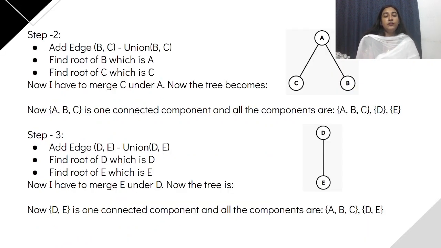So then step 2, if I add the edge of B and C, then union B and C, find the root of B, which is A, and find the root of C, which is C. Now I have to merge C under A. Now the tree becomes like this. Now ABC is one connected component and the other component is D and E. So I have to connect D and E. Here is the connected component of DE. So then we find ABC and DE, the two different components.